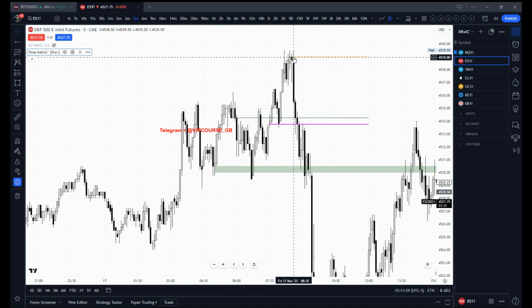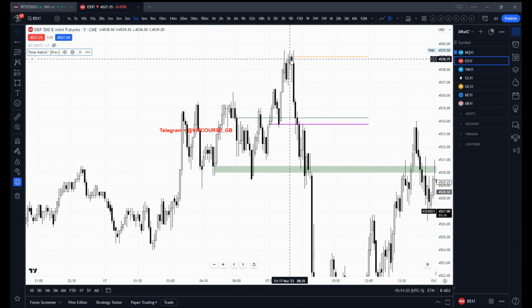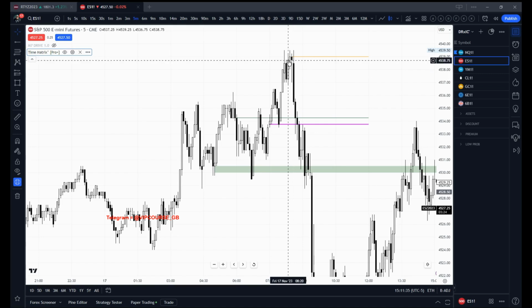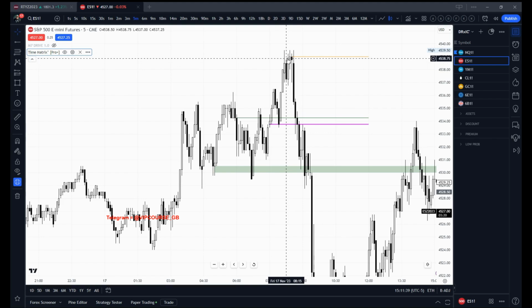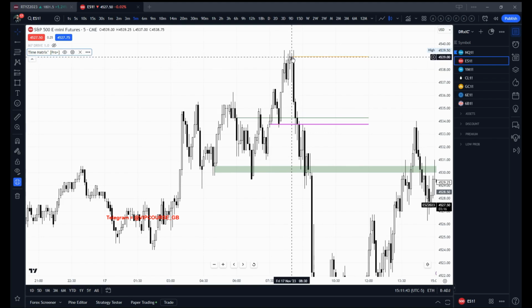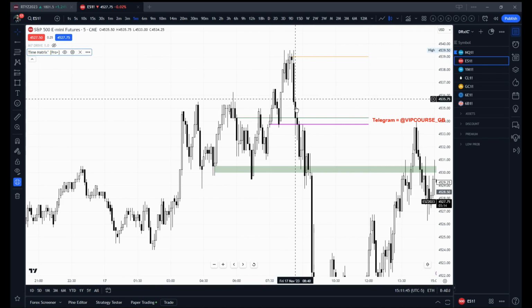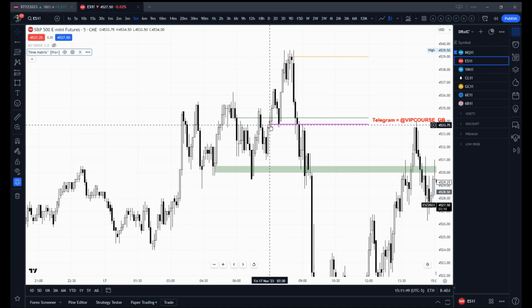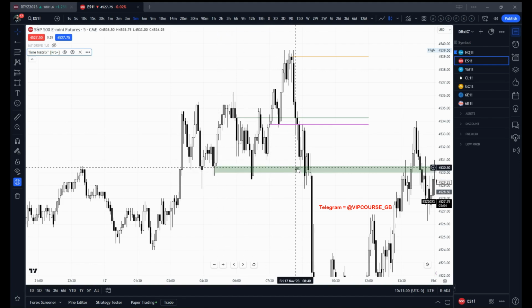That time was taken as liquidity. Not that rejection block, not that volume imbalance, that time. And ironically, it ran right to here. Another time. It went to 5 o'clock, and what did it do at 5 o'clock? It retraced back to where?